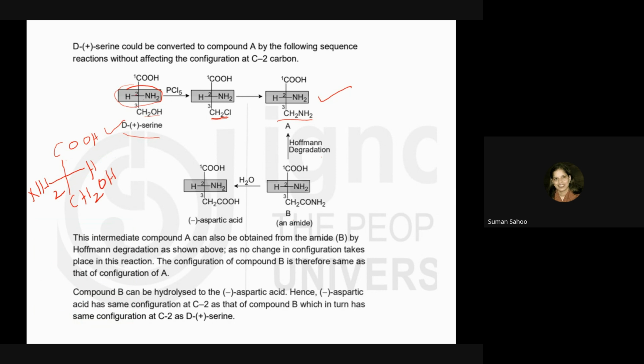Whenever we have an exactly 50-50 mixture, one would rotate the plane polarized light in clockwise direction, and this will rotate the plane polarized light in anti-clockwise direction. So whenever you have a 50-50 mixture of both, there would be no rotation of plane polarized light, because the net rotation would be 0. That mixture, containing both enantiomers of the compound in equal amount, is known as a racemic mixture.